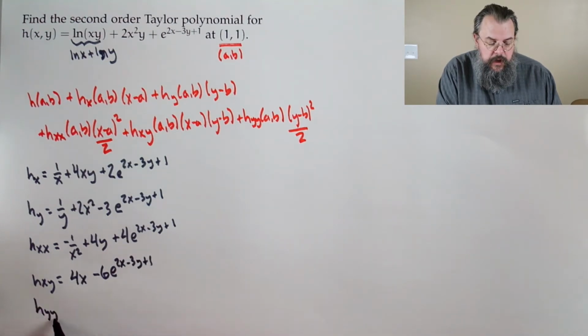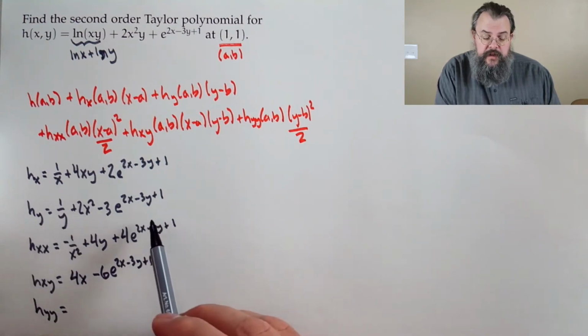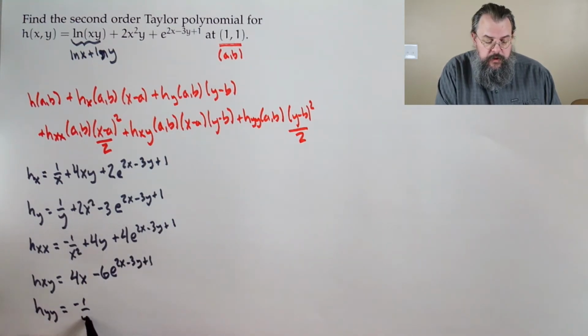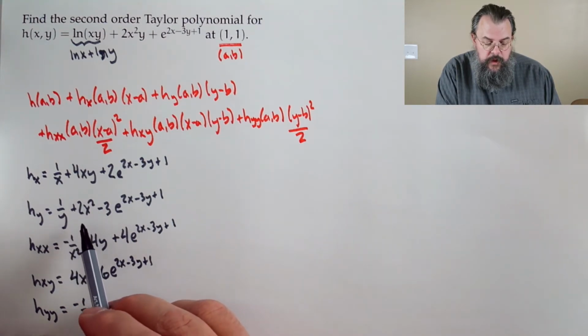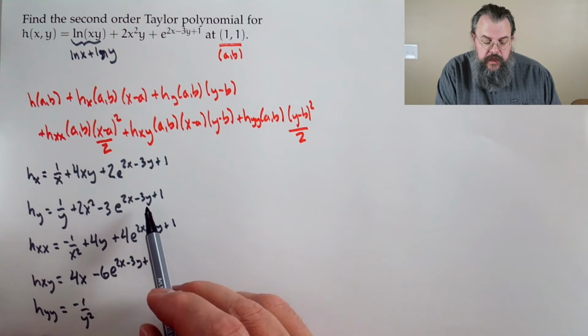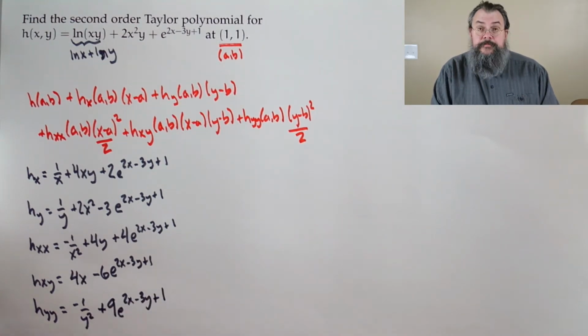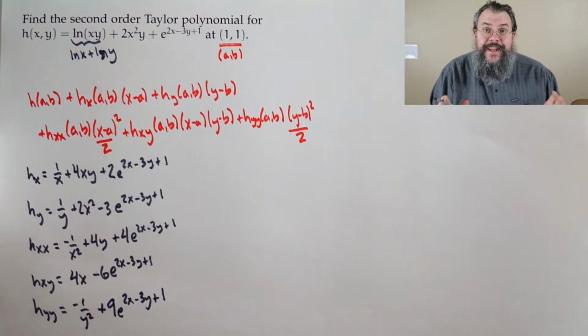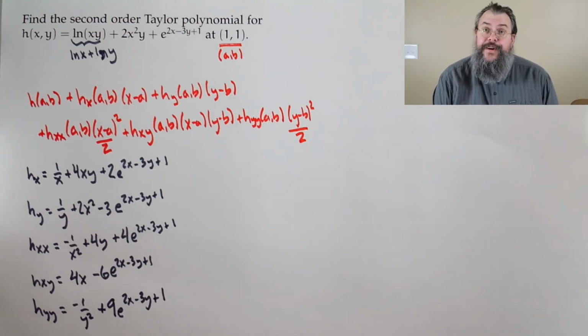And h_yy. Okay, so come to h_y, take the derivative with respect to y. Minus 1 over y squared. There's no y there. That goes away. And minus 3 comes down again. So plus 9 e to the 2x minus 3y plus 1. All right, there we go. That's our function. Or rather, excuse me, that's our derivatives.